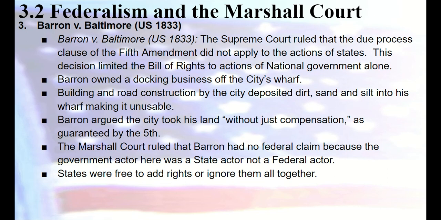So he argued that the city took his land, the Fifth Amendment, and did not give him just compensation, which is guaranteed by the Fifth Amendment. Yes, the state can take your property, but if they take your property, they must provide you with just compensation. The Marshall Court ruled that there was no federal claim here, that they couldn't bring the case in the federal court system, and they couldn't base it on the Fifth Amendment because the actor, the government taking his wharf, his dock, was the state rather than the federal government.